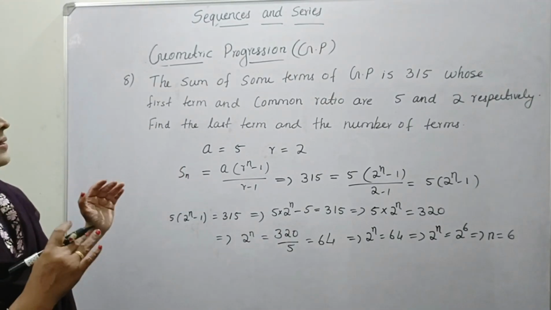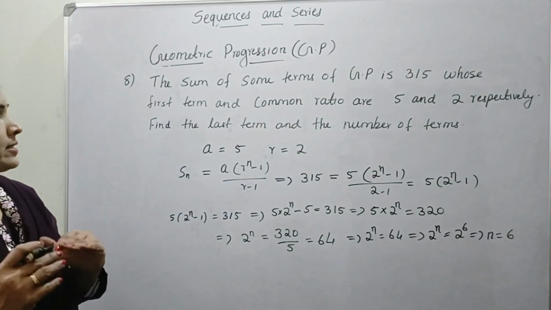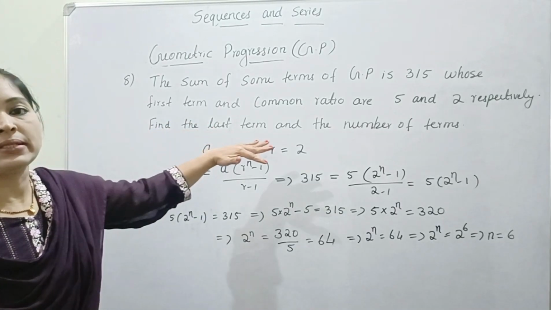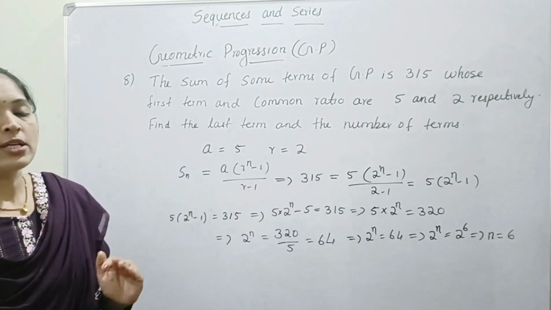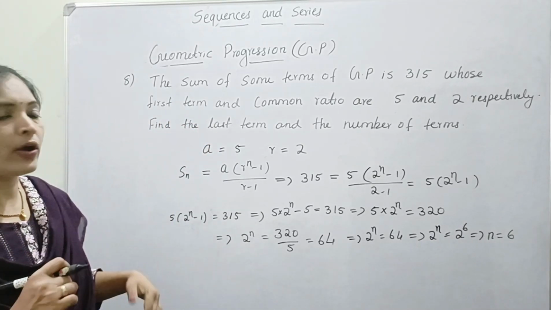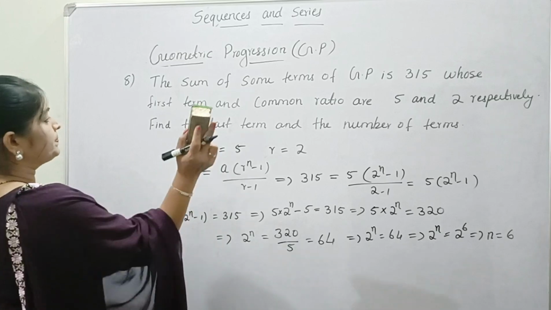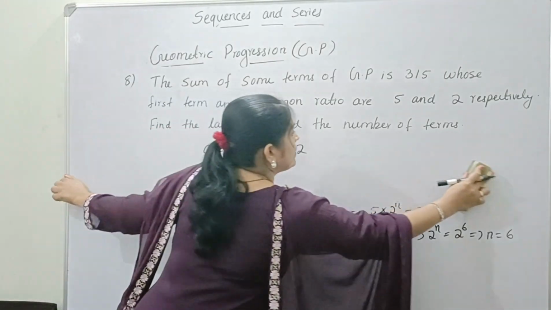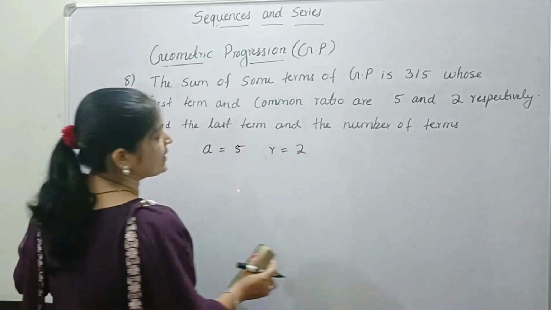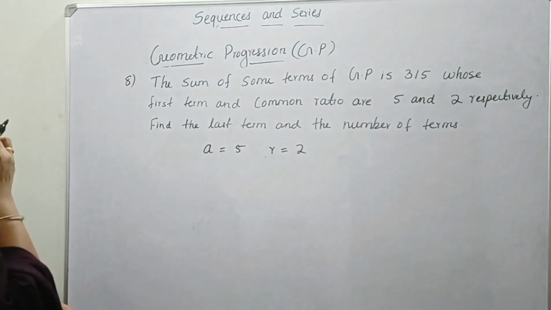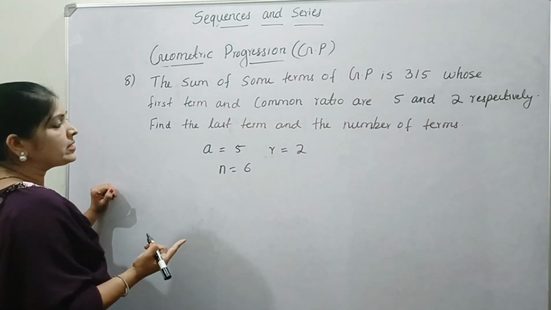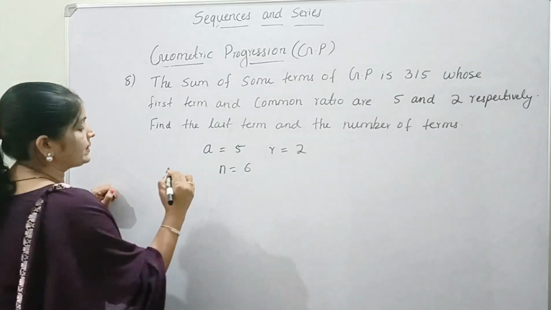So the sum of these 6 terms is 315. Now our question is to find the last term. There are 6 terms, right? So what is the last term? The 6th term, that we have to find. We have got n is equal to 6, that is, the number of terms is 6. Now we will find the last term, that is the 6th term.